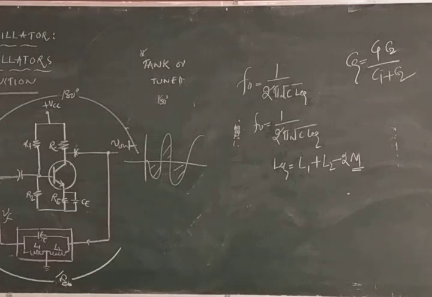What are the two conditions for the Barkhausen criteria? A beta is equal to 1 and the phase difference must be 0 or 360 degrees. Frequency of oscillation is the frequency at which the oscillator generates sustained oscillations. Then tank circuit: a circuit which is completely designed with L and C components is called a tank circuit or tuned circuit, that is good.